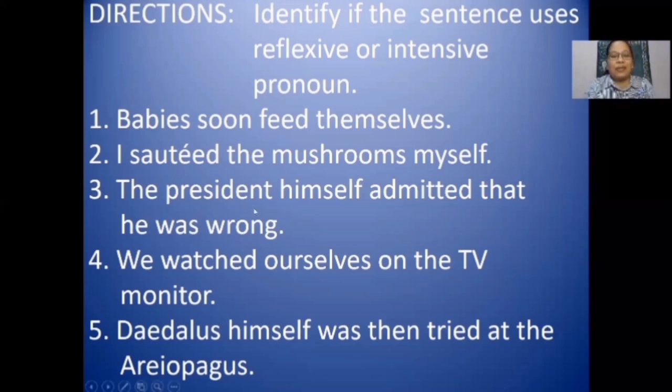Next, we watched ourselves on the TV monitor. What is the pronoun here ending in selves? It's ourselves. Now, is it a reflexive or an intensive pronoun? The correct answer is, it's a reflexive pronoun. Why reflexive pronoun? It is preceded by the word watched, which is a verb, and it refers back to the subject we.